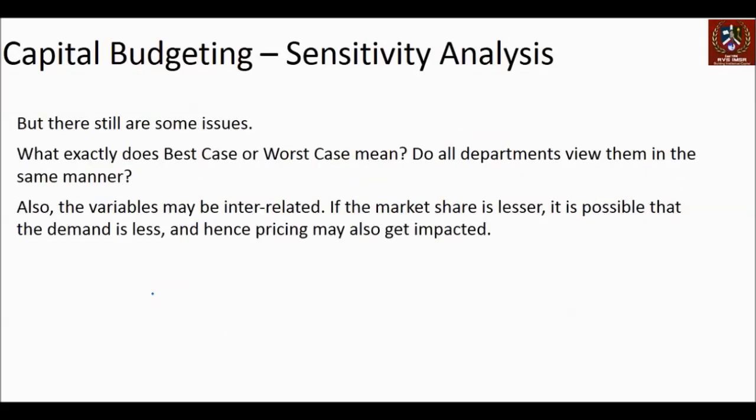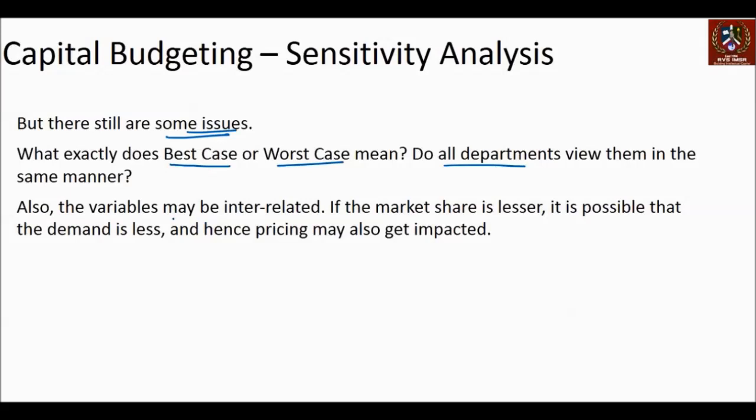There are still some issues, however. Capital budgeting sensitivity analysis still creates a little bit of an issue, because what exactly does best case or worst case mean? Do all departments view these numbers in the same manner? And if they don't, then how do you go about clearly defining those?